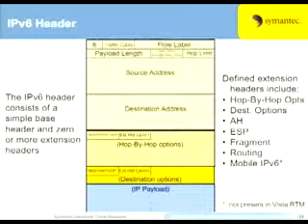Just as a brief background, the IPv6 header consists of a simple base header followed by 0 or more extension headers. The defined extension headers include hop by hop, destination options, authentication header, ESP, fragment for fragmentation, routing for source routing, and mobile IPv6. And all but that last one are supported by Vista and any IPv6 implementation.